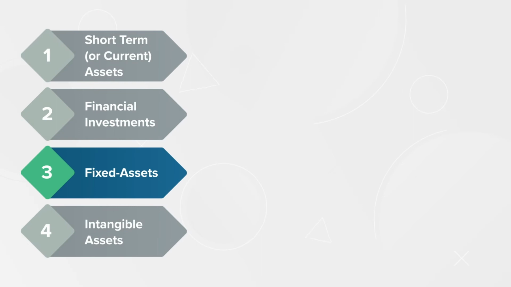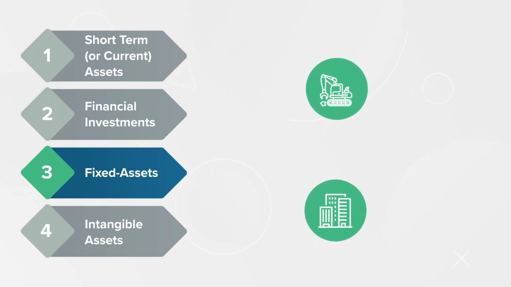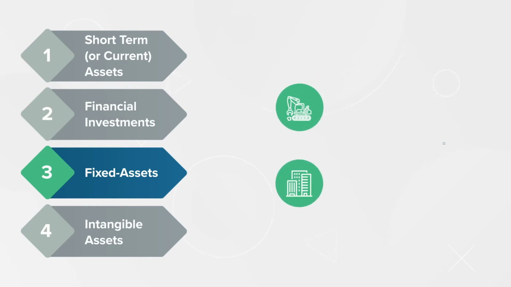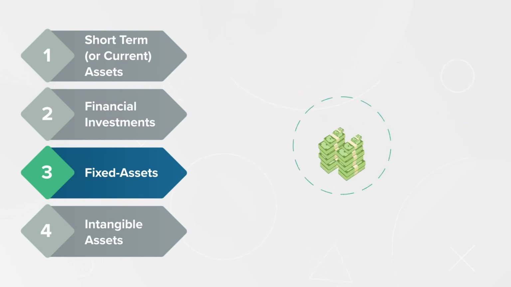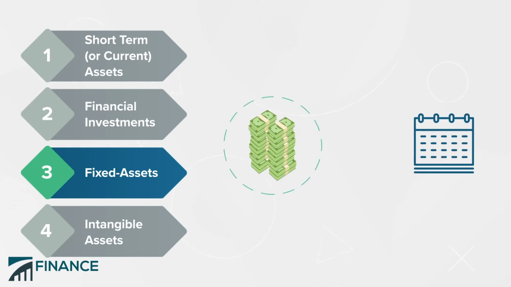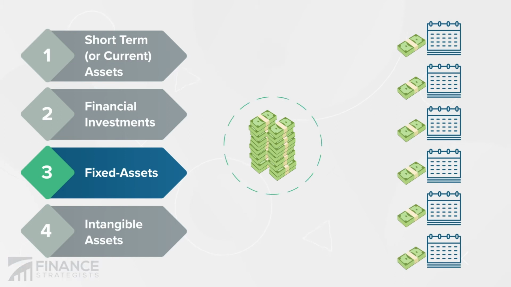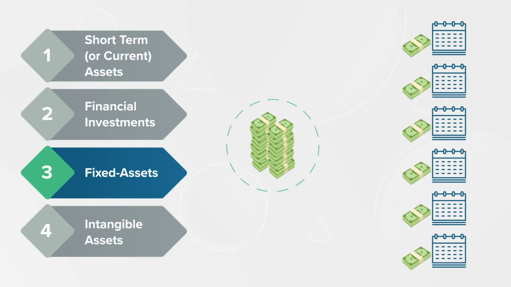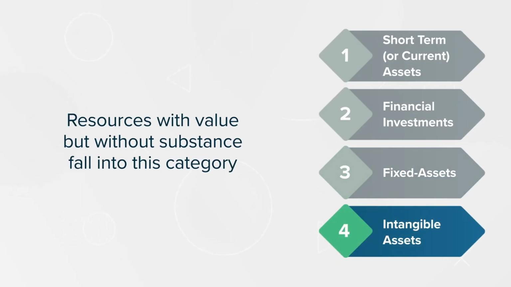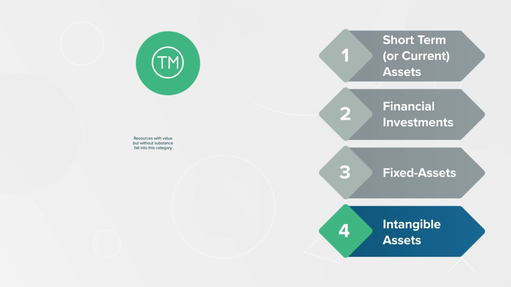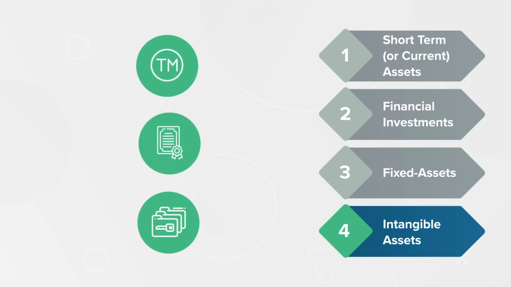Fixed assets. These are long-lived items like equipment and real estate. In contrast to short-term assets, fixed assets are expected to last beyond a year. A fixed asset is often a capital expenditure. Although the business will incur the expense in year one, the expense will generally be incurred evenly over the useful lifetime of the asset on financial statements. Intangible assets. Resources with value but without substance fall into this category, such as trademarks, patents, and intellectual property.